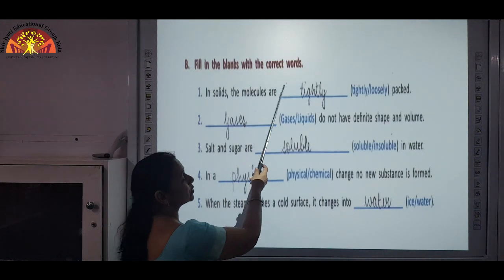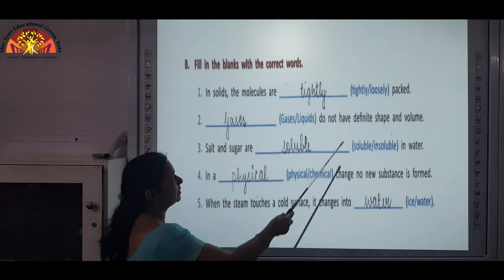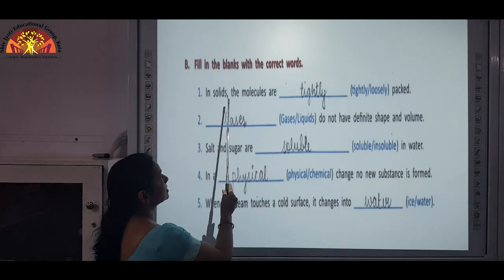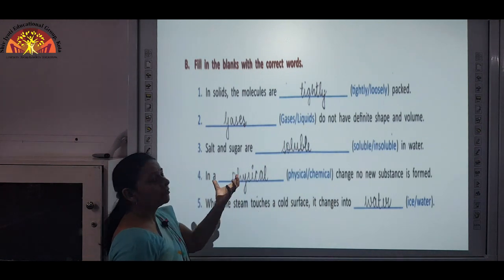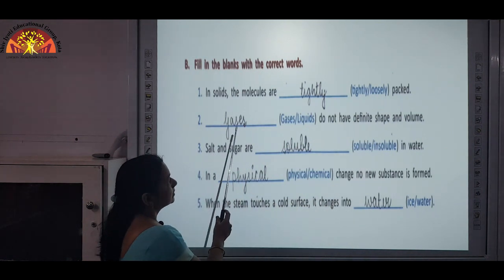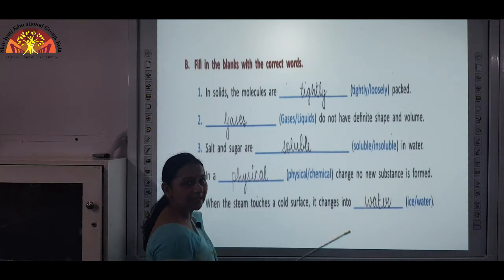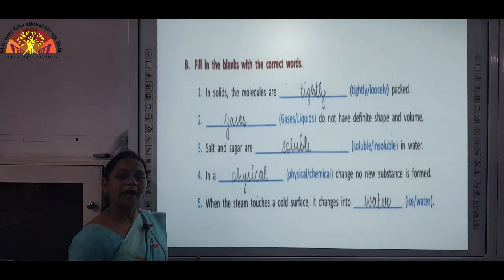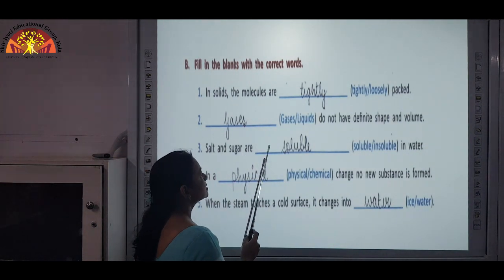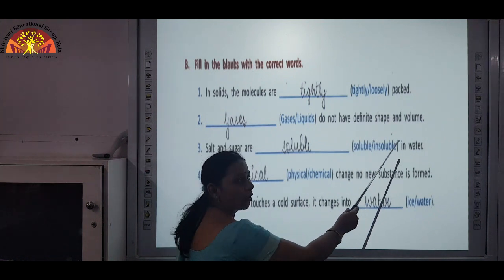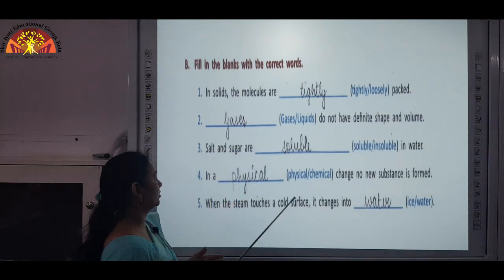Now, fill in the blanks with the correct words. You need to choose the correct words from the words that are given in the bracket here. In solids, the molecules are tightly packed. As I told you, they are very closely packed. Gases do not have definite shape and volume. In gases, we have no definite volume and no definite shape. Salt and sugar are soluble in water. These are the solids which dissolve in water.